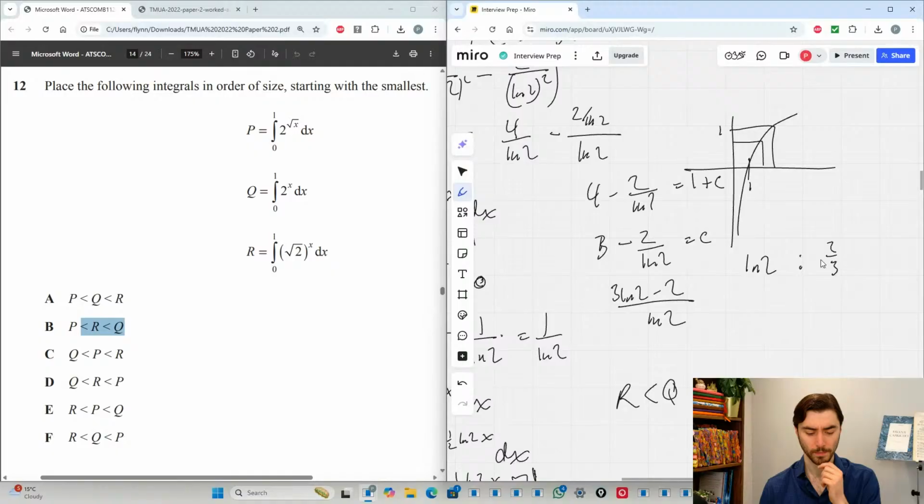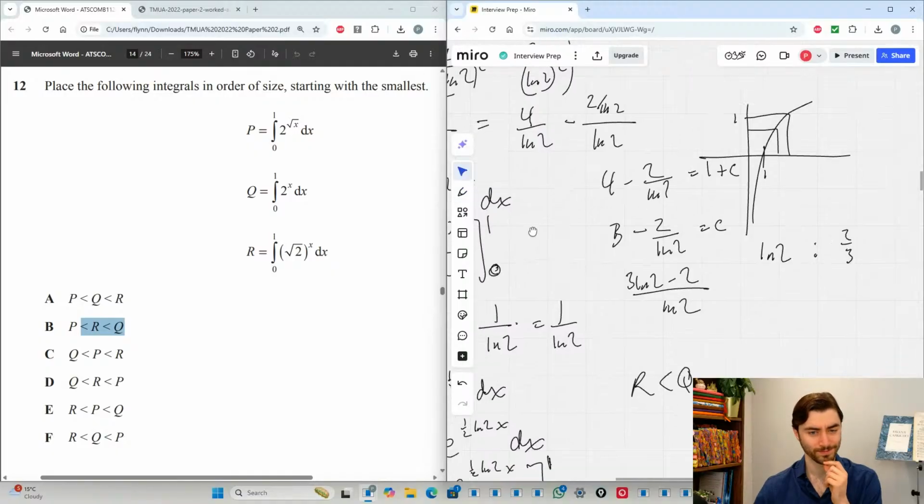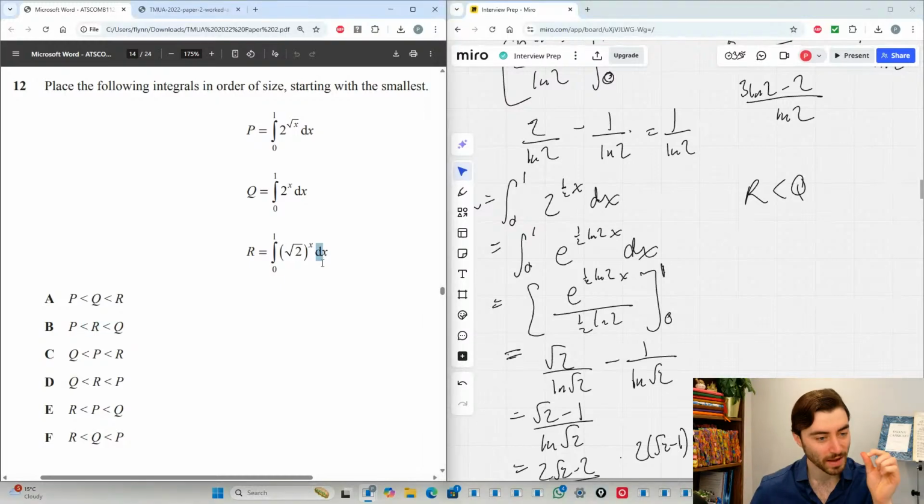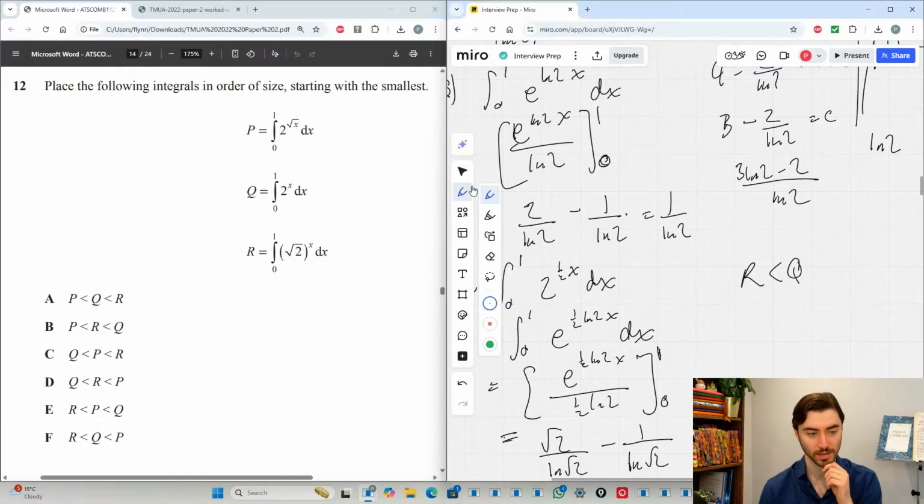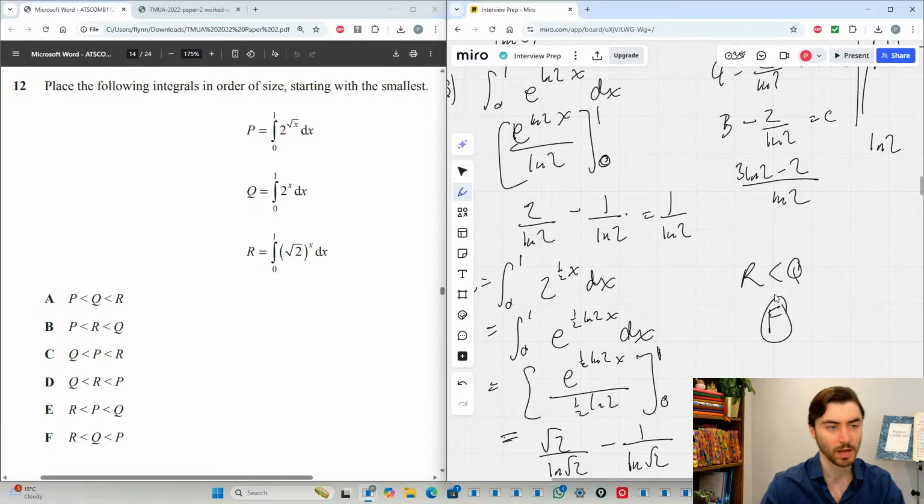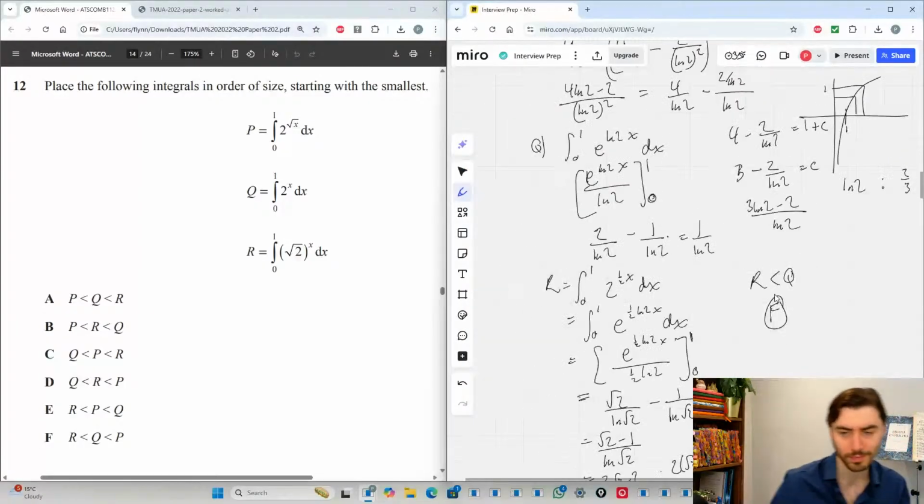Oh, man. All right, I'm gonna, damn it. I've definitely missed the good solution here, but I'm gonna say that P is bigger than Q, and I'm gonna guess F, but then I'll come back to it. Make a note to come back to 12.